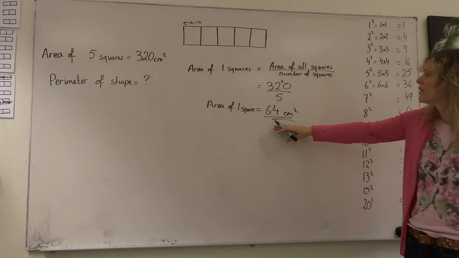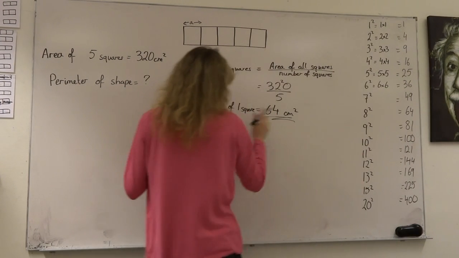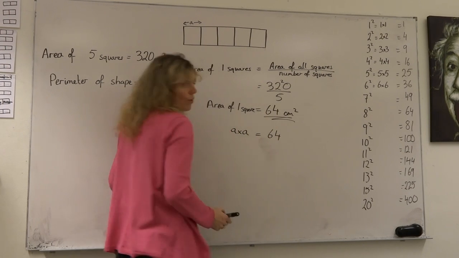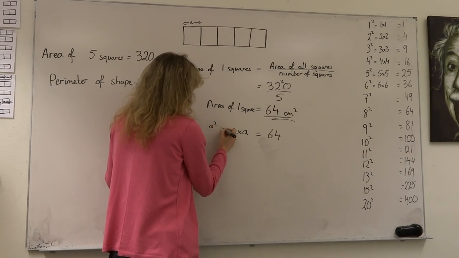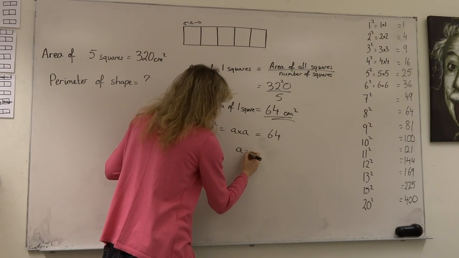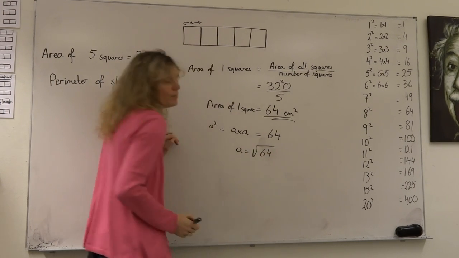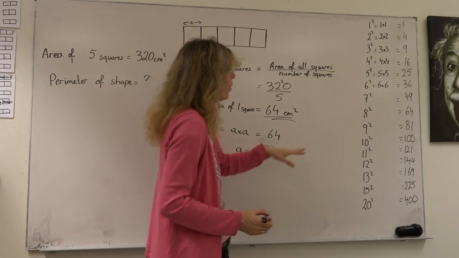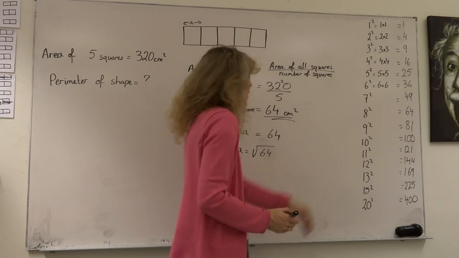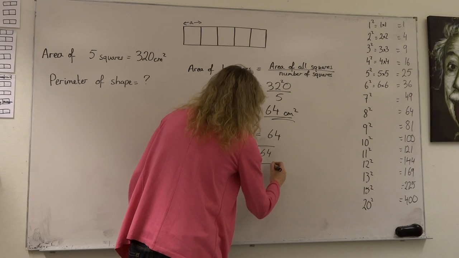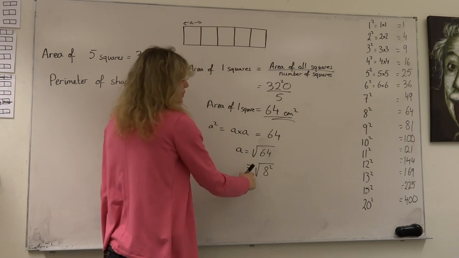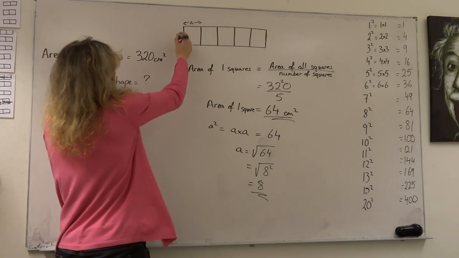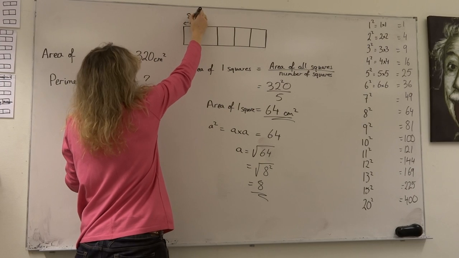So when we see that the area of the square is 64, we know that A multiplied by A equals 64. So A squared is 64. A will be the square root of 64. So what we're trying to find out is what two numbers multiplied by each other give us 64, and that should jump out at us as 8 squared. So we know that 64 is the same as 8 squared. The square root of 8 squared is 8. So we know that the length of this square is now 8 centimeters.